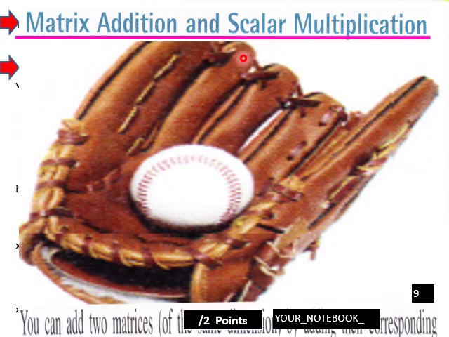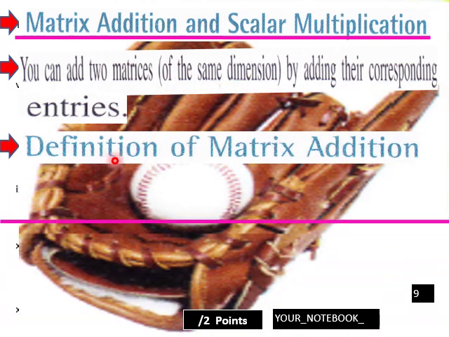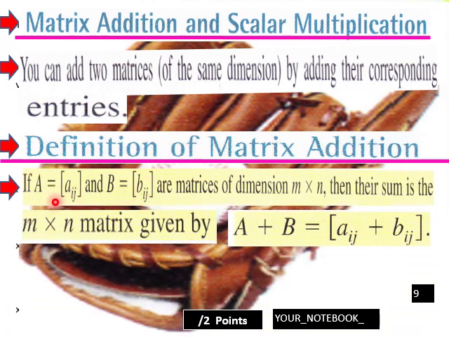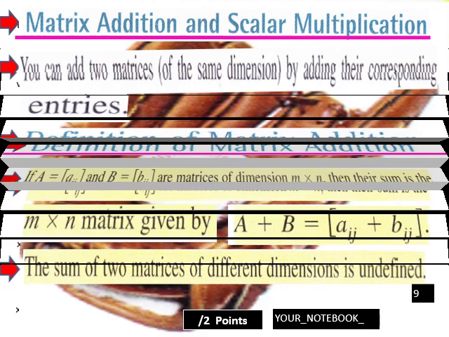Matrix addition and scalar multiplication. You can add two matrices of the same dimension by adding their corresponding entries. Definition of matrix addition: if A equals [Aij] and B equals [Bij] are matrices of dimension m times n, then their sum is the m times n matrix given by A plus B equals [Aij plus Bij]. So there's the technical description for matrix addition. The sum of two matrices of different dimensions is undefined. You cannot add two matrices of different dimensions.